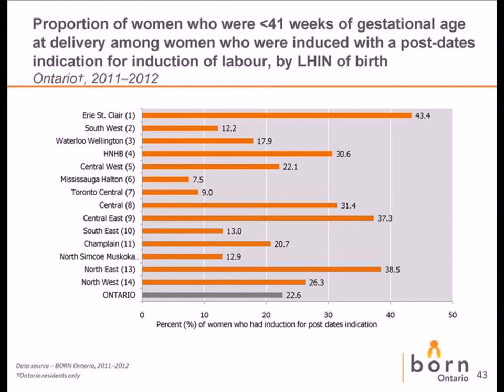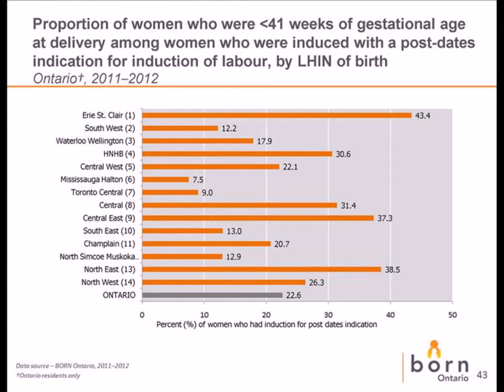And so, taking one piece of the induction issue, this is an indicator from the Born Ontario dashboard. This is the proportion of women who were less than 41 weeks of gestational age at delivery, among all the women who were induced, where the indication was written as post-dates. You can see that the practice is all over the board. This is an indication that we shouldn't be intervening in women who are only post-dates with no other risk factors, if they aren't at the gestational age at which the recommendation is to intervene.